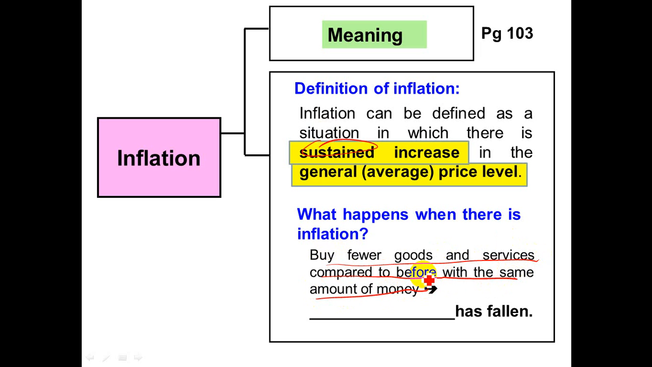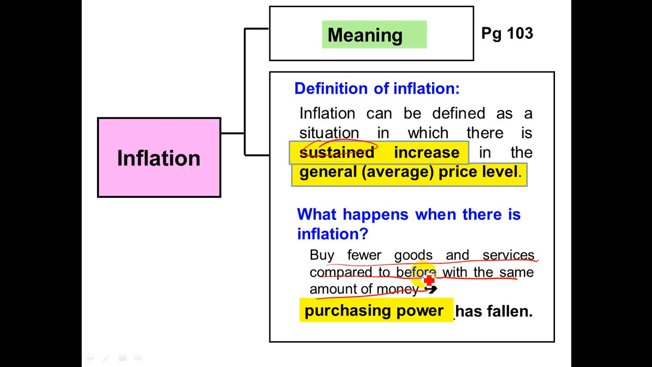Let's say last time, your $1,000 could buy a computer, right? But now that same amount of $1,000 after high inflation can no longer buy a computer because the price of the computer has risen, for example. So you're able to buy less goods and services, and therefore the purchasing power of consumers will fall.